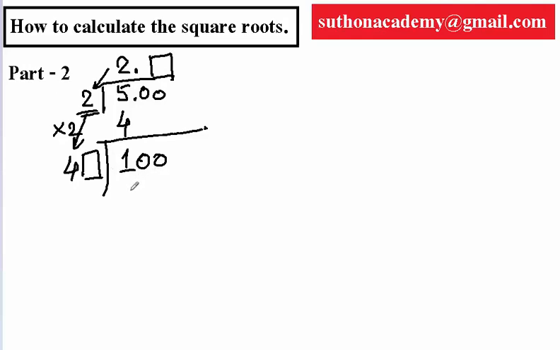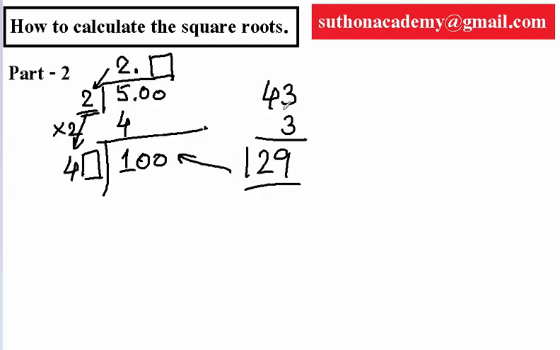So in this case, I think about 2 because 3 is greater, right? Because 43 times 3 is 129. That's not good enough because it's greater than 100. So it's impossible to be 3, right? So in this case, I think of the number 2. So I write the number 2 here, and then 2 times 2 is 4.